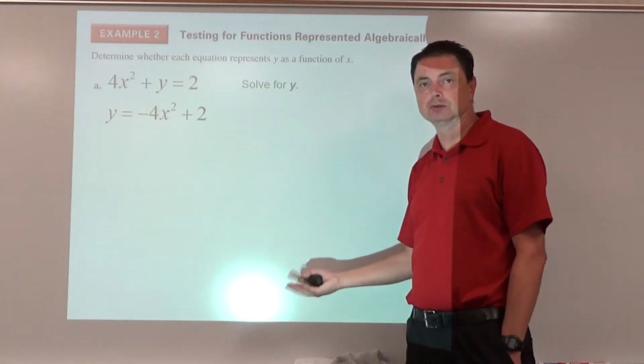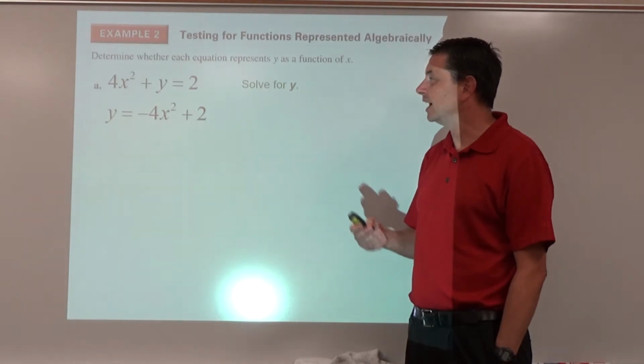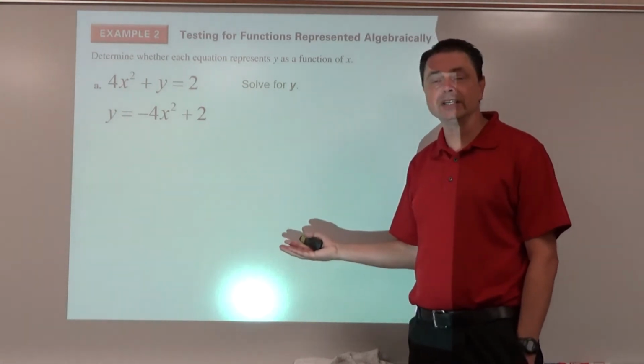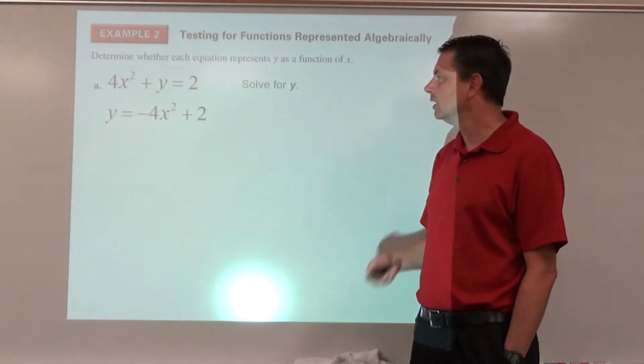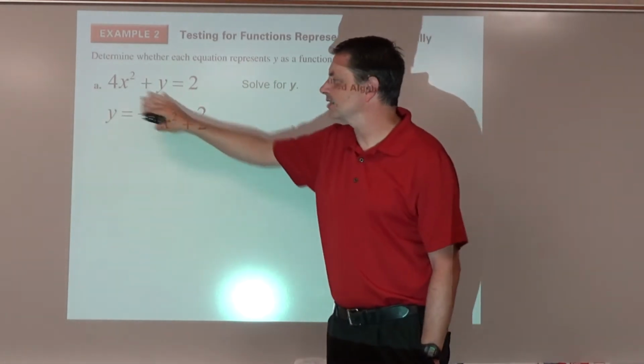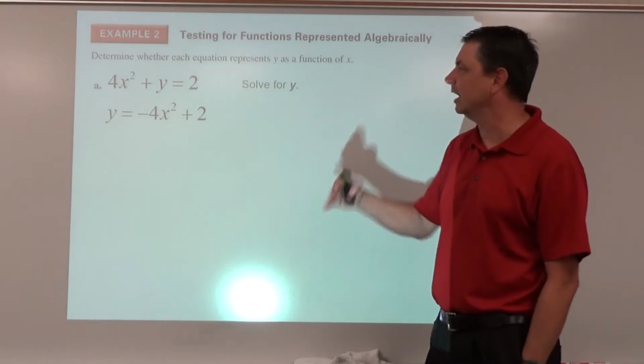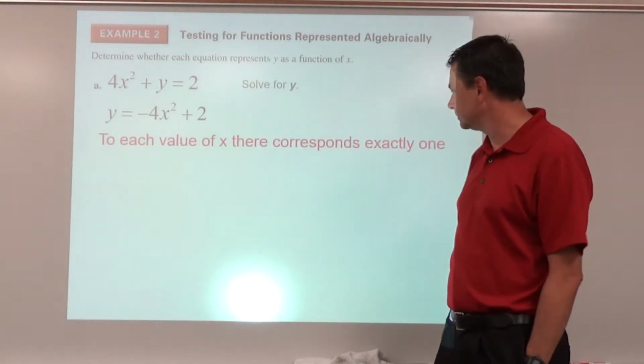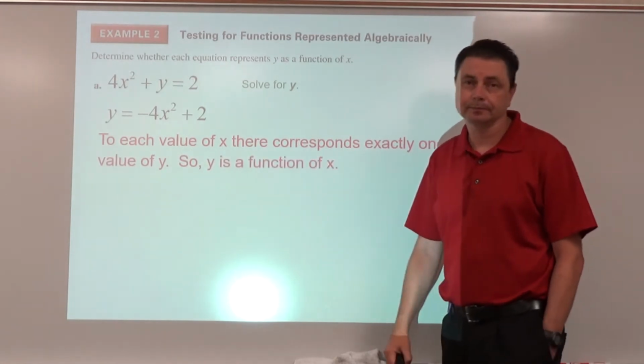We'd only get 2. What about 5? -98, but that's the only output. So it seems like each value of x that we substitute in, we're only going to get one output for y, one answer for y. So that's a function.